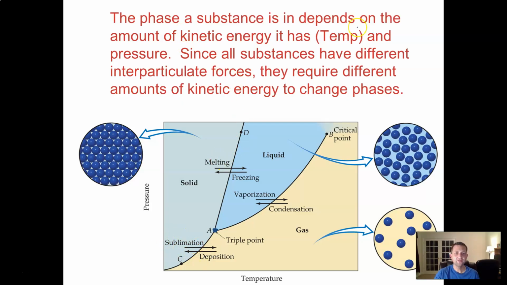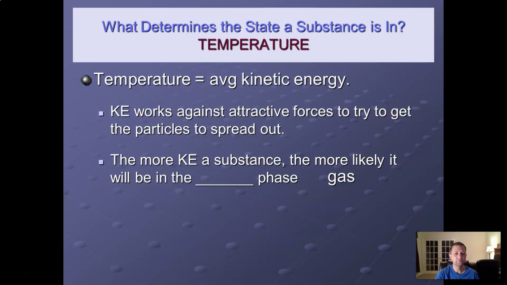Okay, so the phase of a substance depends on the temperature and the pressure, and since every substance has a different intermolecular force, every substance has their own unique phase diagram.